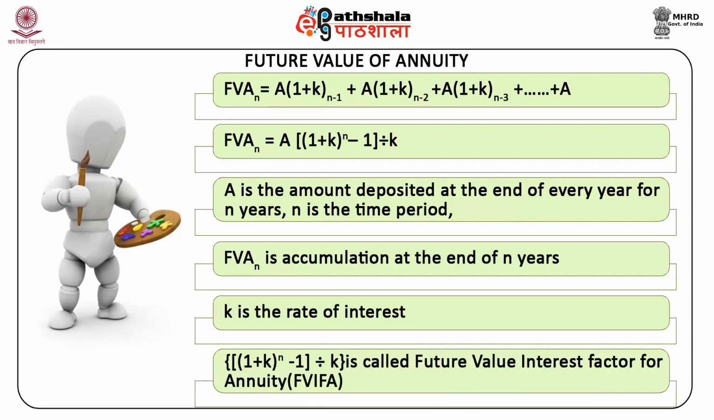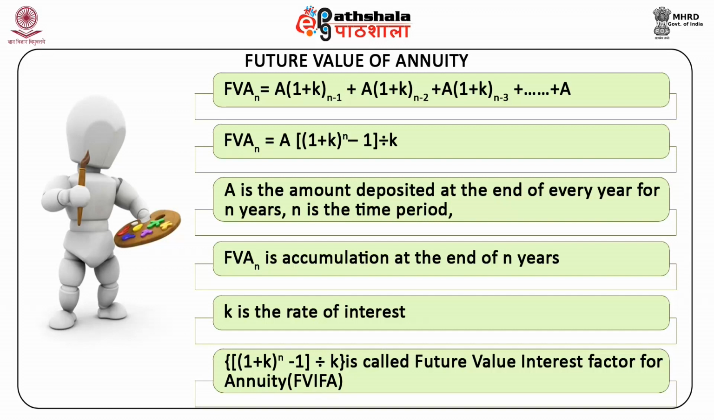(1 plus k) raised to power n minus 1 divided by k is called the future value interest factor for annuity, in short, FVIFA. It says the accumulation of rupee 1 invested at the end of every year for n period of time at the rate of interest k. Thus, we just need to multiply the annuity amount by the appropriate FVIFA value to determine the accumulation.